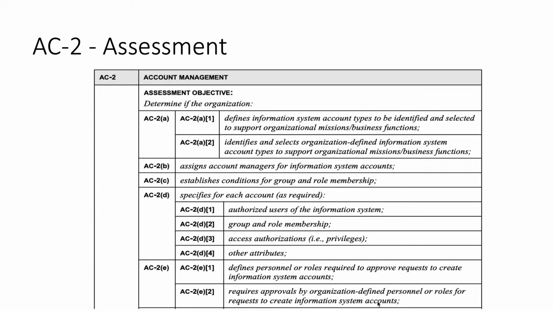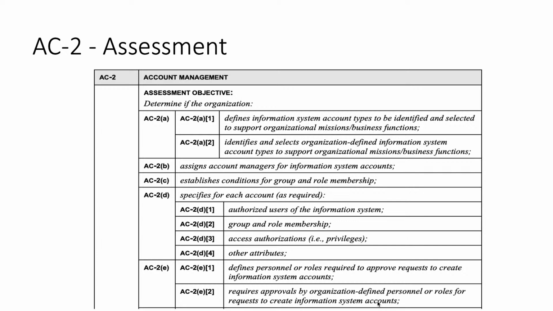Part 2B, assigns account managers for information system accounts. And then we establish condition for group membership. We specify each account as required, and then we authorize the use of the information system, group role membership, access authorization, and any other attributes. We define the personnel roles required to approve or create information system accounts, which is what we talked about in the control. And then the second part of this is we require approvals by those organizationally defined personnel for roles for requests to create the system account.